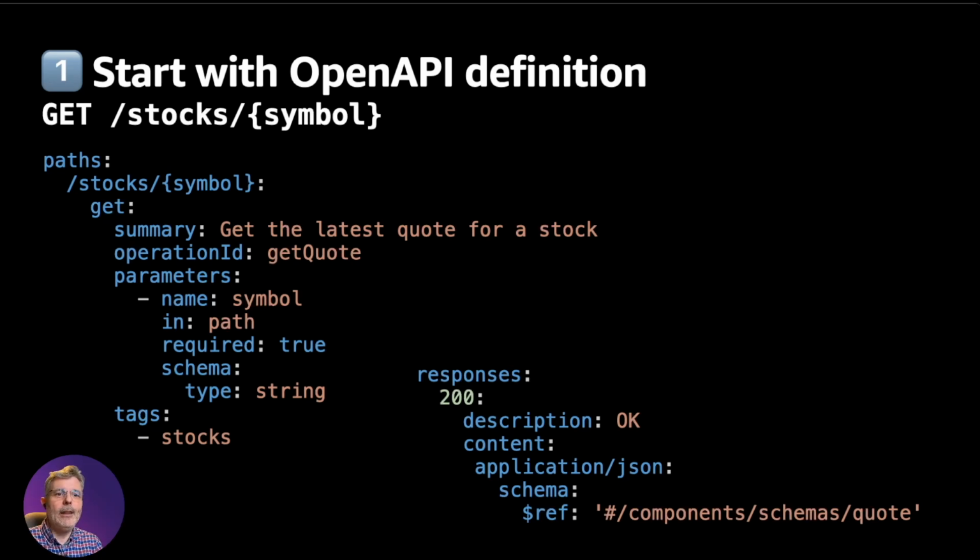And look at the parameters. The parameter is symbol, so that will be the name of my variable in my code. It's in the path, it's required, and it's a string. On the response side, there is a 200 OK response when everything goes well, and the content is JSON. And the schema is defined in the same file. I'm not going to show you the schema here. It's not relevant for this demo.